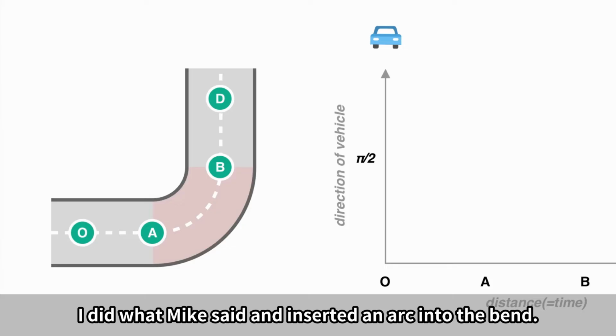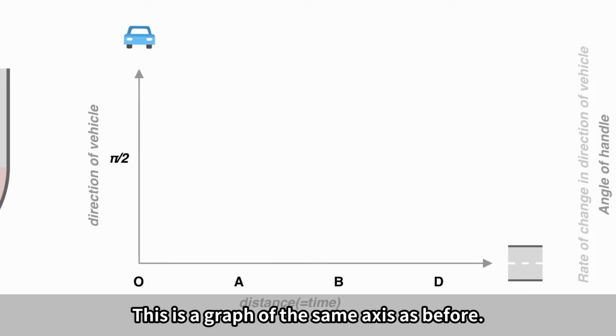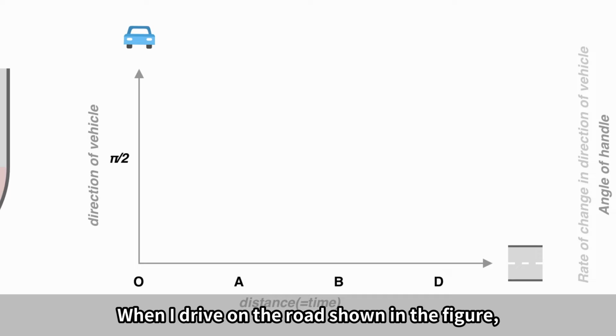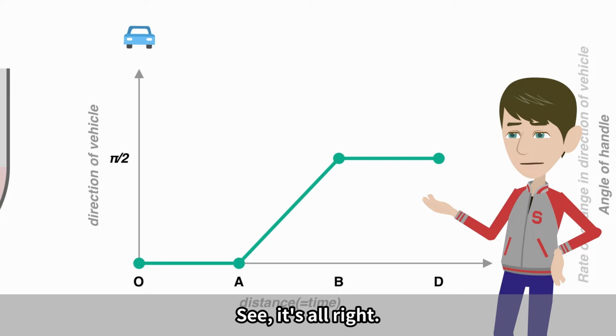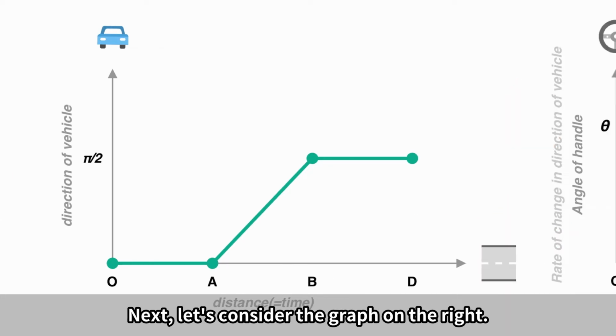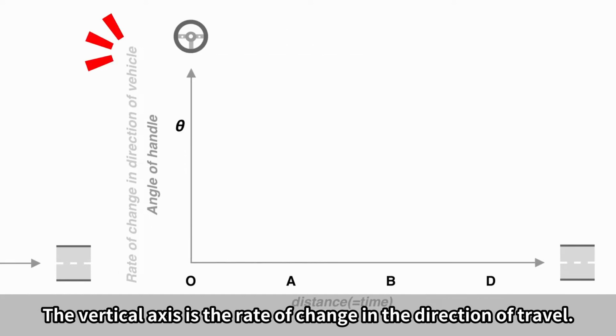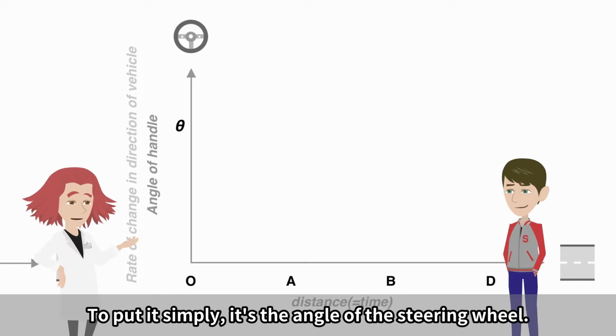I did what Mike said and inserted an arc into the bend. I think I can make the turn. This is a graph of the same axis as before. When I drive on the road shown in the figure, the graph will look like this. See, it's alright. It's connected. Next, let's consider the graph on the right. The vertical axis is the rate of change in the direction of travel. In other words, it is the derivative of the direction of motion with time. Differentiation is difficult. To put it simply, it's the angle of the steering wheel.